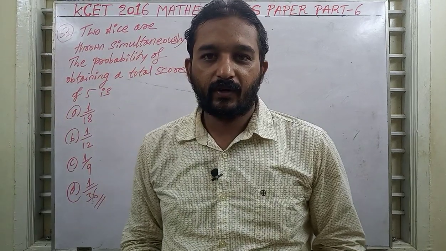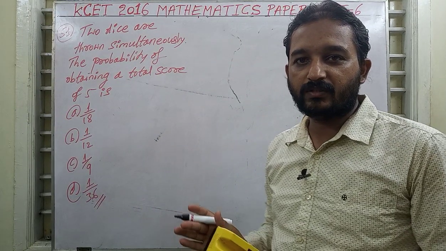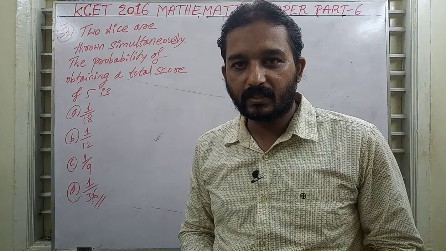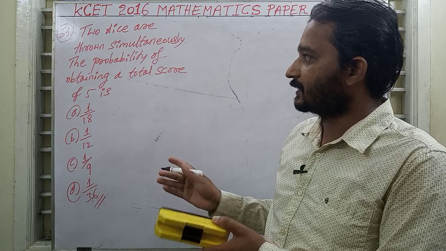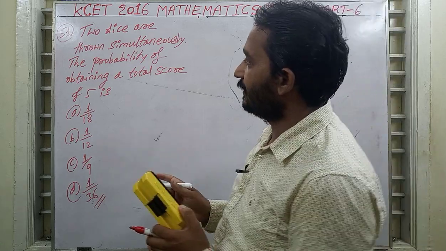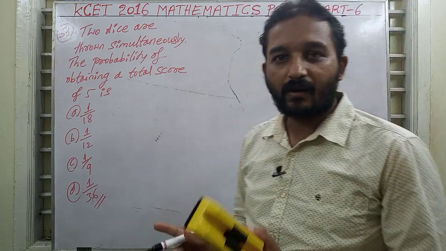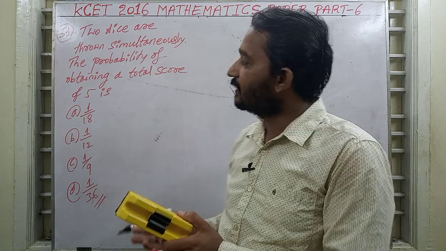So in this video I am going to solve KCET 2016 mathematics paper part 6 from question number 51 to 60. So let us move on to the first question. This question, based on the chapter probability, belongs to the first year. Let us see the question.